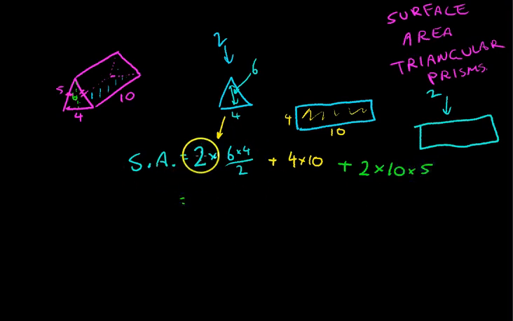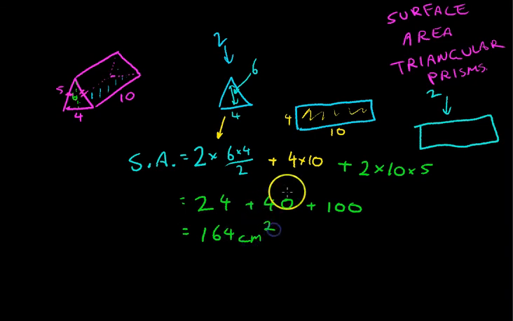Now really after that, it's just a matter of putting all that into your calculator. Now 2 times 6 times 4 divided by 2, that's going to give you 24. Plus 4 times 10, that's going to give you 40. Plus 2 times 10 times 5, that's going to give you 100. And that's 164 centimeters squared. So that's the surface area of a triangular prism. If you break it down into its individual shapes, and then you add them all together, it shouldn't pose too much of a difficulty.